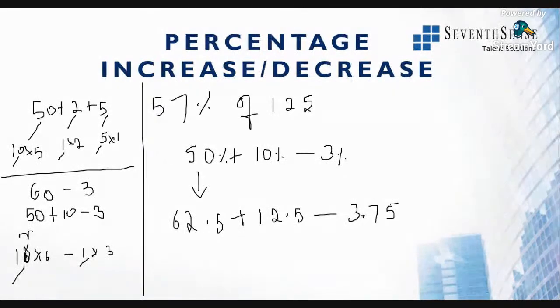So if you add this, what will be this value? 62.5 plus 12.5, which is 75. 75 minus 3.75. 75 minus 3 gives me 72. Sorry, 72. 72 minus 0.75 is 71.25. So the answer will be 71.25.